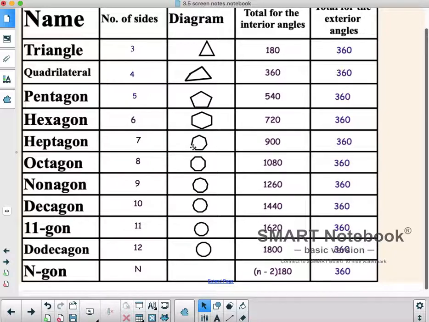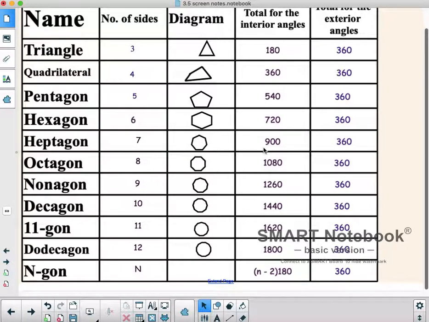If I wanted to know what an individual angle is inside a polygon, if it was a regular polygon, then I could just take my total and divide it by how many sides I have. So if I took 900 divided by 7, that would give me what each one of these angles is if it's a regular polygon. If it's not, then all you know is that when you add them all up, you'll get 900.